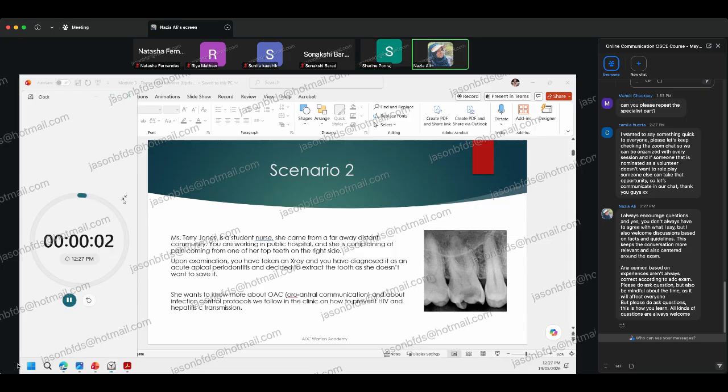You're ready? Then here we go. Well, Miss Terry, thank you so much for being very patient while I examined you, and I also managed to take an X-ray. And as I already told you, you have a condition which is called acute apical periodontitis. That is the inflammation of the bones and the roots in that area. So, Miss Terry, before we look into the options that we have, is there any other concern except the OAC that you're worried about and the HIV and hepatitis transmission?